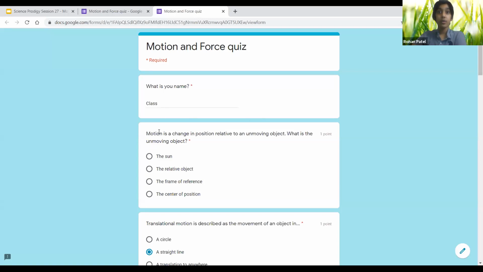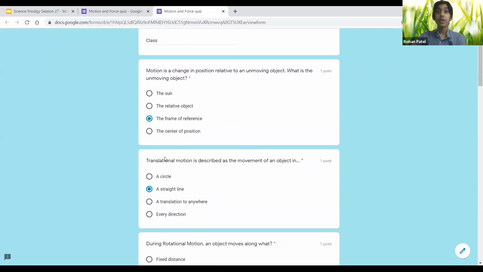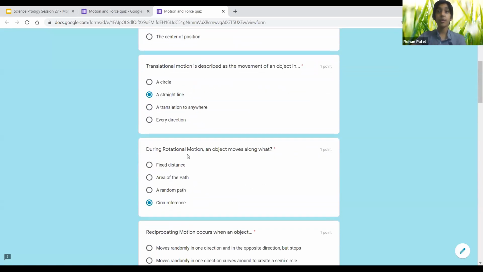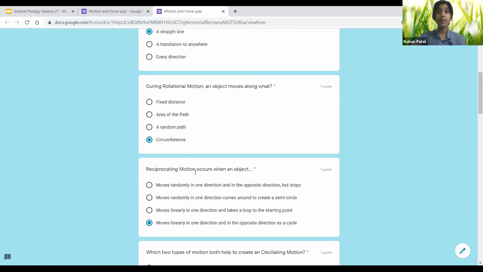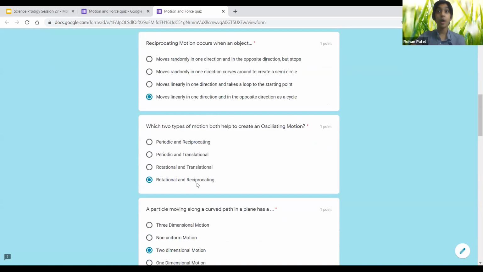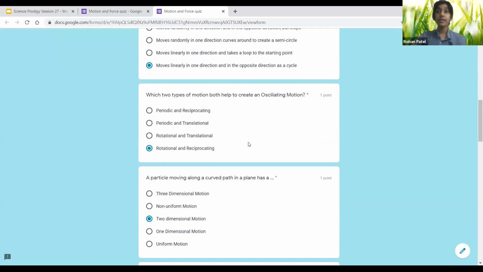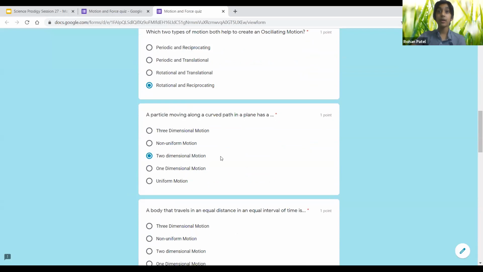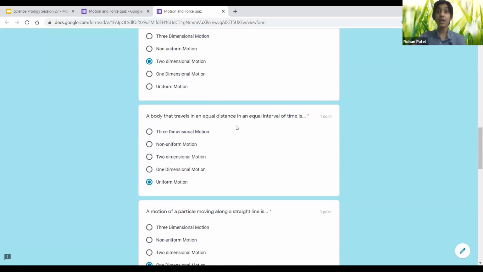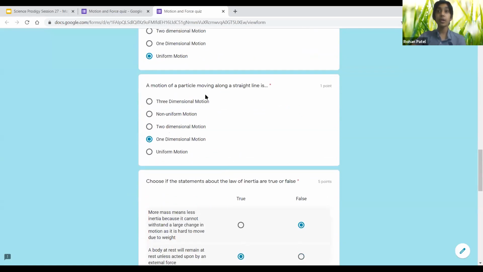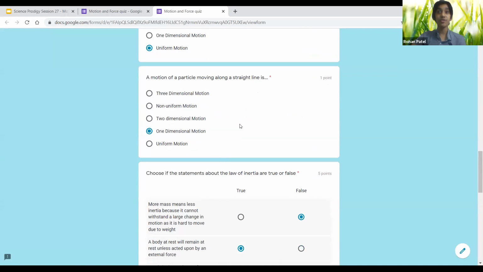Name, word, class. In case you don't remember, the frame of reference. Translational motion is in a straight line. Rotational motion is along a circumference. Reciprocating motion is linear, in one direction and then the opposite, as a cycle. Oscillating motions are created by rotational and reciprocating motions. A particle along a curved path on a plane is two-dimensional. A body that travels an equal distance in an equal interval of time is in uniform motion. A motion of a particle moving along a straight line is one-dimensional.